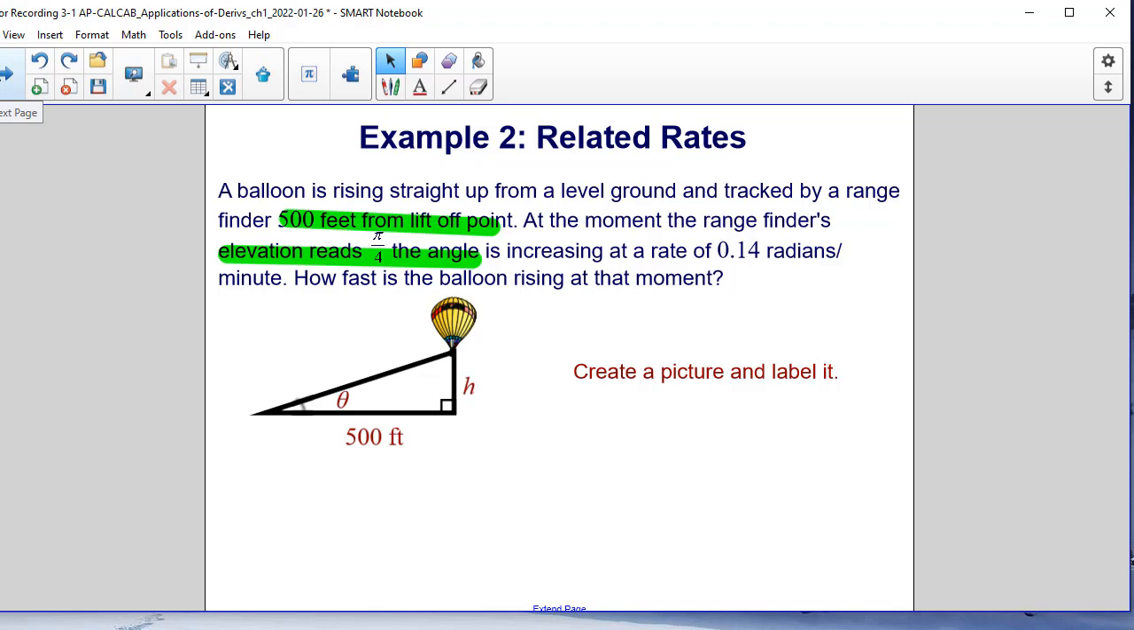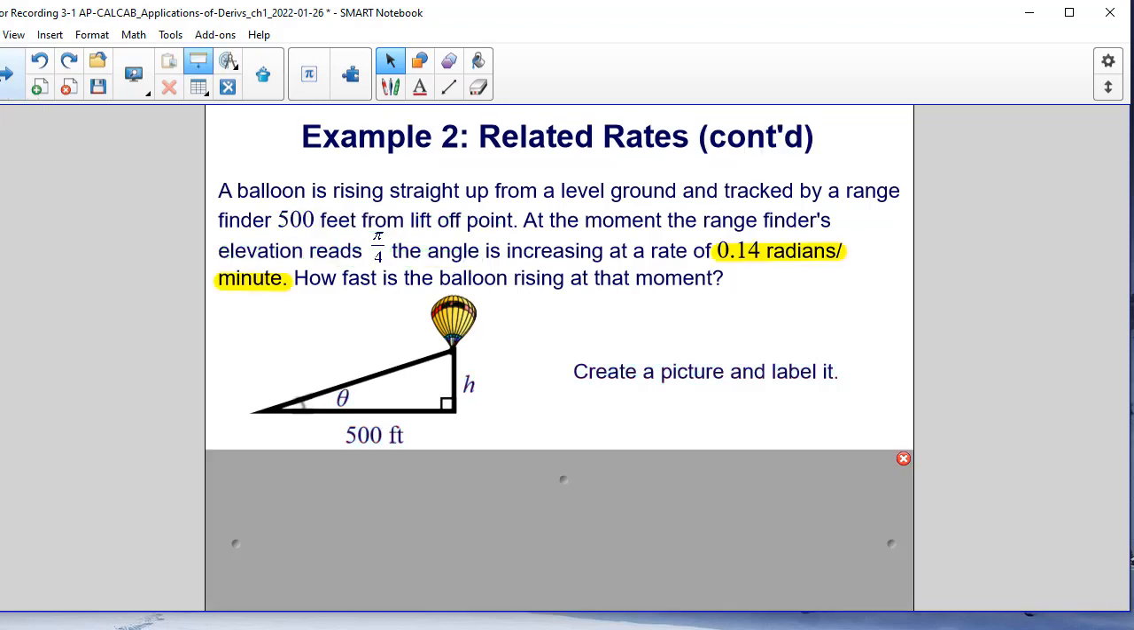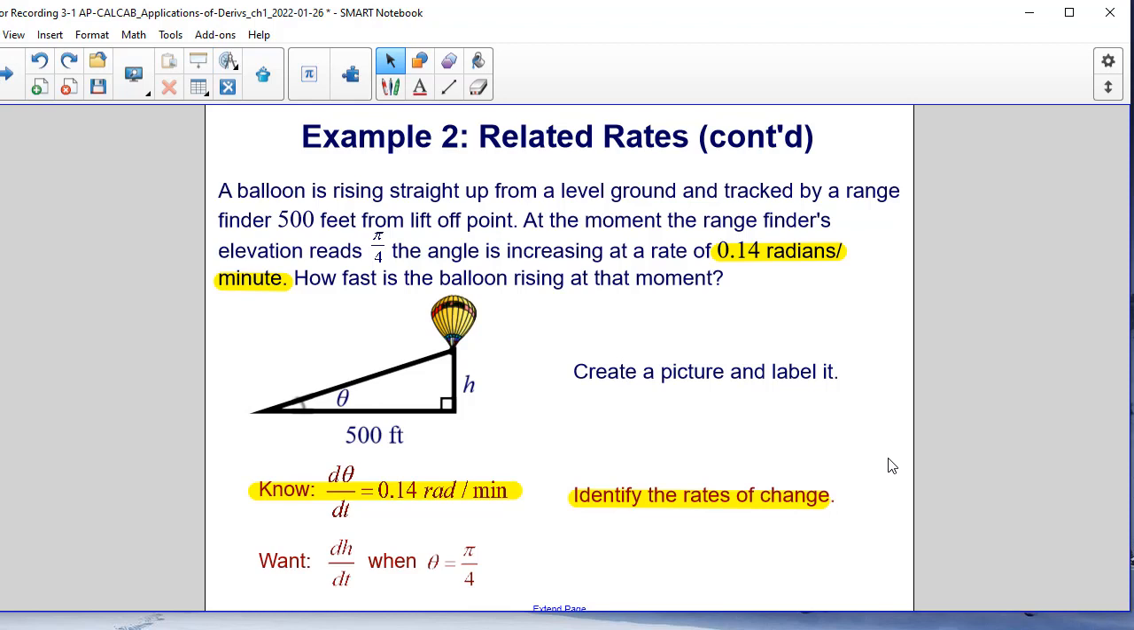Now that we know this, our next step is to identify the rate of change. And the rate of change we're given is 0.14 radians per minute. We're going to refer to that as d theta dt. That's how the angle is changing. So knowing that d theta dt is 0.14 radians per minute, what we want to find is the change in height. That comes from the last sentence. How fast is the balloon rising at that moment? So what is the change in height with respect to time when the angle is pi over 4 radians?